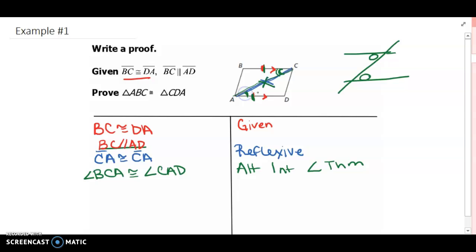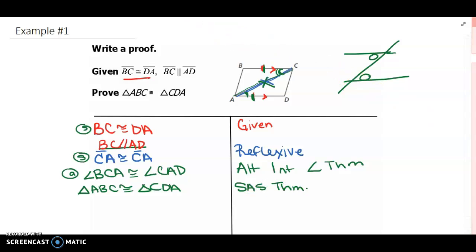Okay, so now notice I have a side, I have another side, and then I have the included angle. So that's all I need. Here's one side, here's one side, here's the included angle. So I can go ahead and say that triangle ABC is congruent to triangle CDA by the side angle side theorem. And that's it. So much shorter than what we did before.